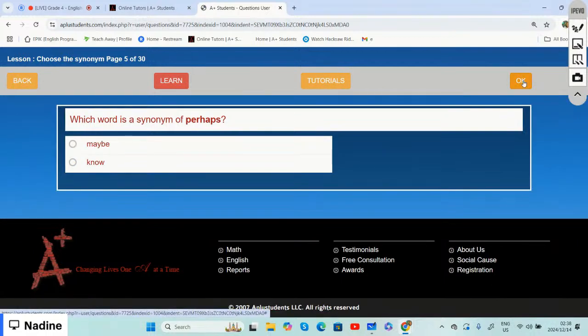All right. The last one. It says, which word is a synonym of perhaps? Perhaps. Perhaps I should. Is it maybe I should? Or is it no, I should? So another word for perhaps, is it maybe or is it no? Maybe or no?